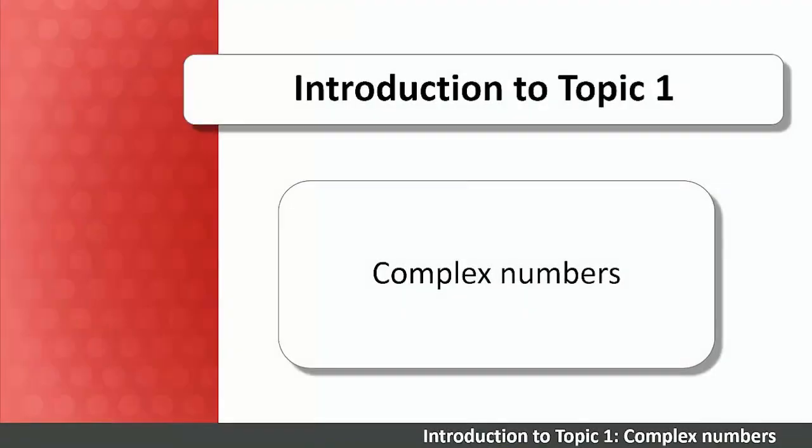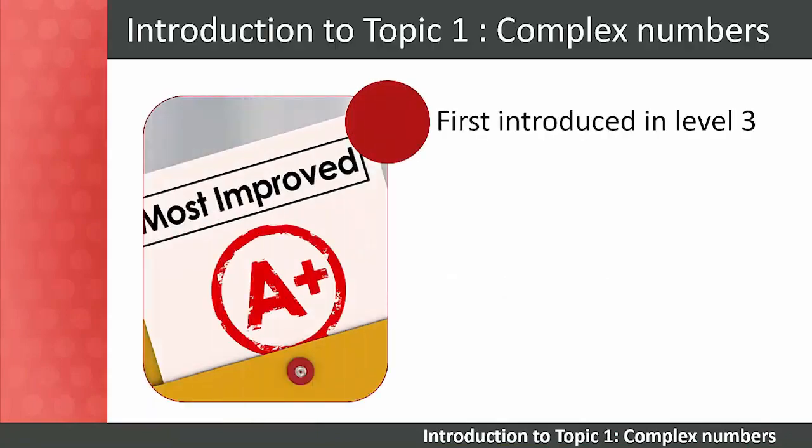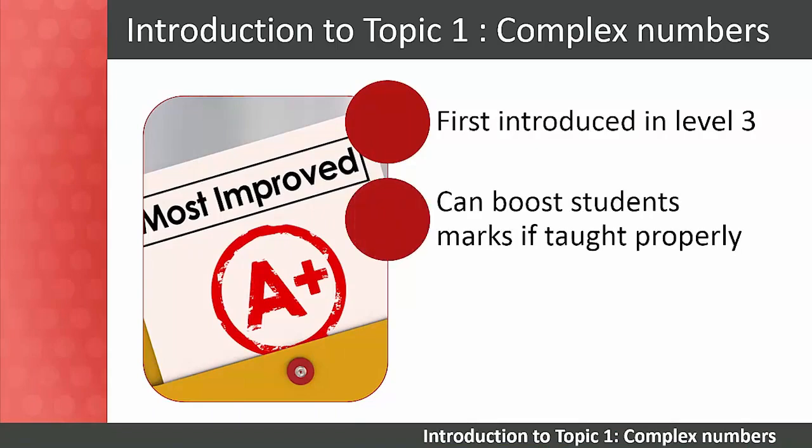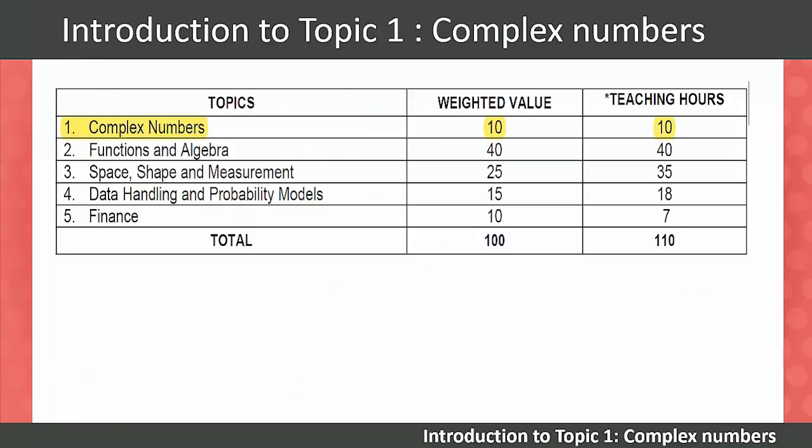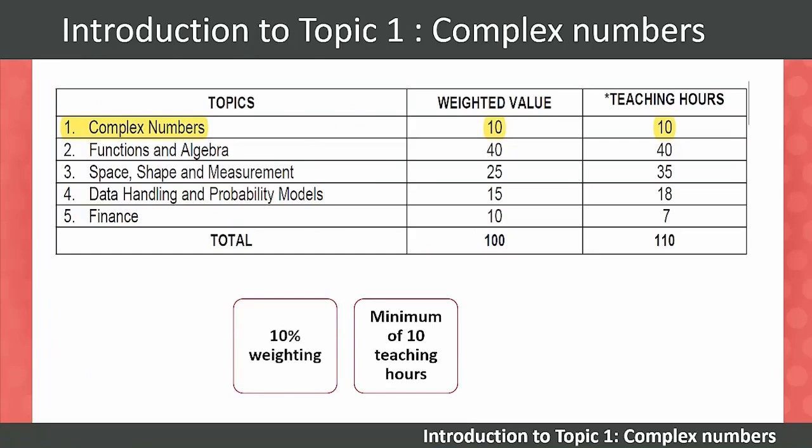Introduction to Topic 1, Complex Numbers. Complex numbers were first introduced to students in Level 3 Mathematics. If this section is taught properly, it can really boost your students' marks, so it's worth making sure that they fully understand the work. Looking at page 5 of your subject guidelines, we can see that this section of the course is weighted 10% of the curriculum, and a minimum of 10 teaching hours are required to cover the material. Senior lecturers agree that complex numbers should take about 2 weeks to teach.